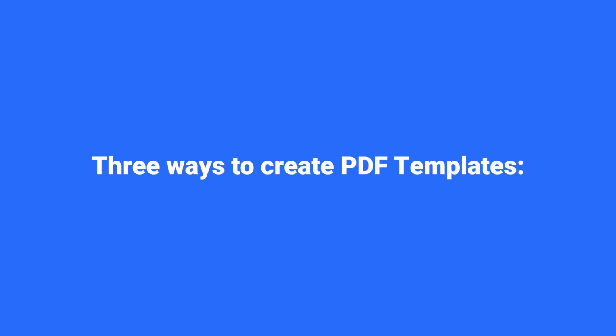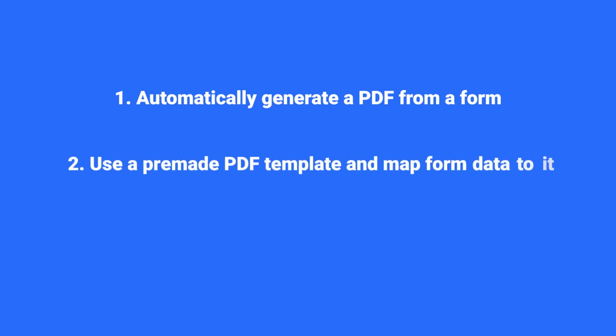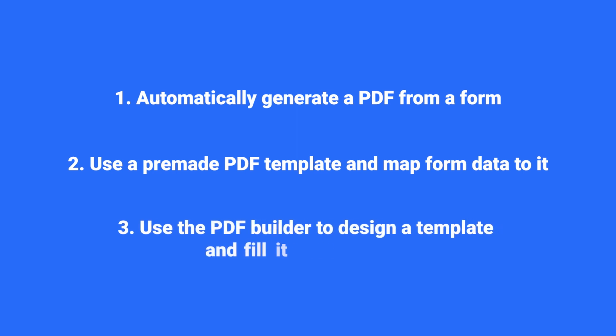There are three ways we can create these templates. 1. Automatically generate a PDF from a form. 2. Use a pre-made PDF template and map form data to it. Or 3. Use the PDF builder to design the template and fill it with form data.